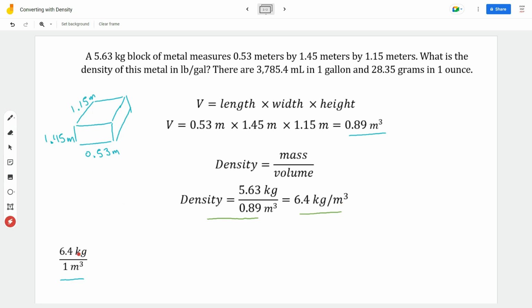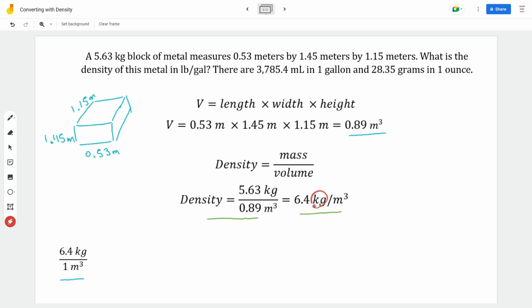Now I need to go from kilograms to pounds. So I'm going to take a look again at the conversion factors they gave me. The milliliters and gallons, this is going to help me when I'm converting my gallons to get to my denominator, but right now I'm focused on my numerator. So I'm going to take a look at this 28.35 grams in 1 ounce. This gives me the conversion factor from metric to imperial.